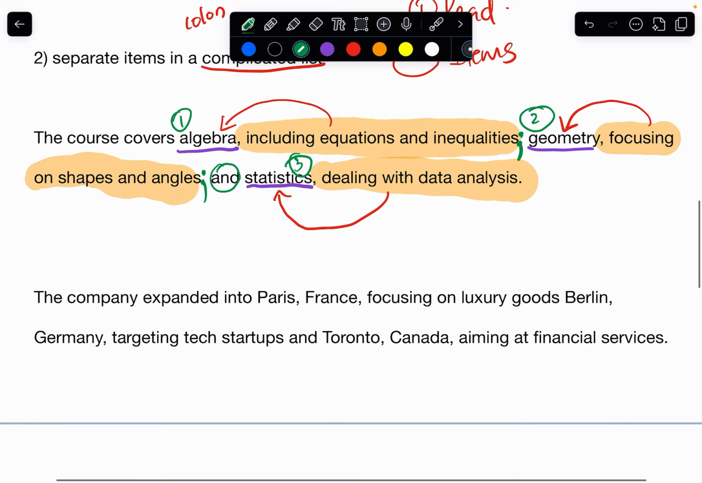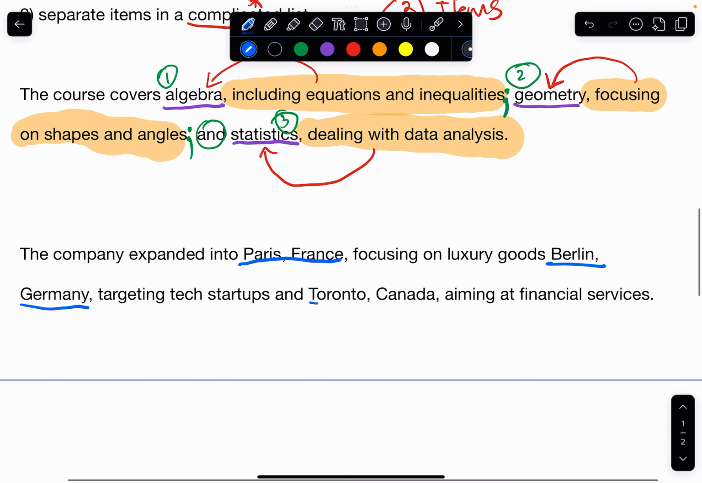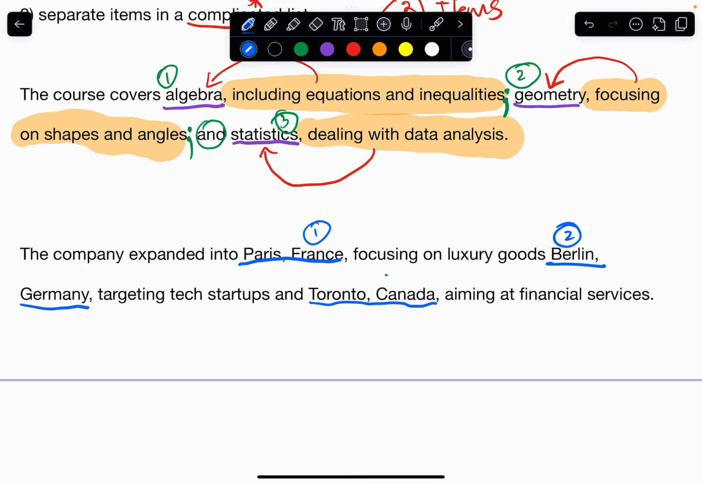Let's look at the next example so we can get a bit of practice. Let's read it. The company expanded into Paris, France, focusing on luxury goods; Berlin, Germany, targeting tech startups; and Toronto, Canada, aiming at financial services. So where did the company expand to? Okay, Paris, France, Berlin, Germany, and then Toronto, Canada. So this is item list number 1, 2, and 3.